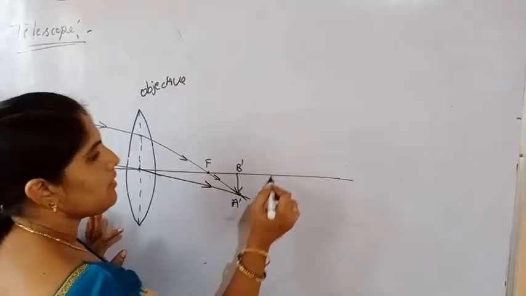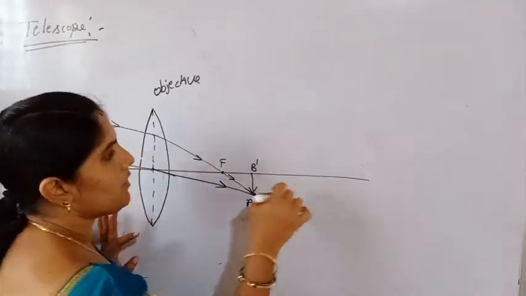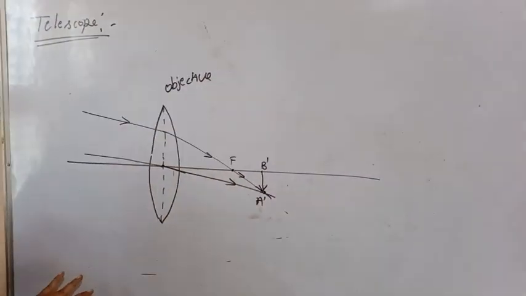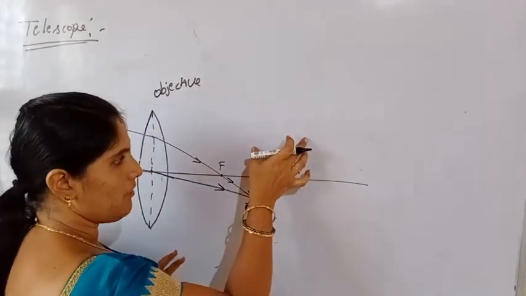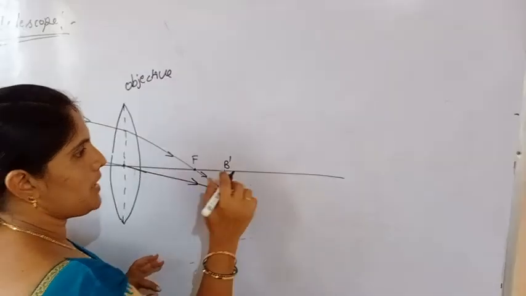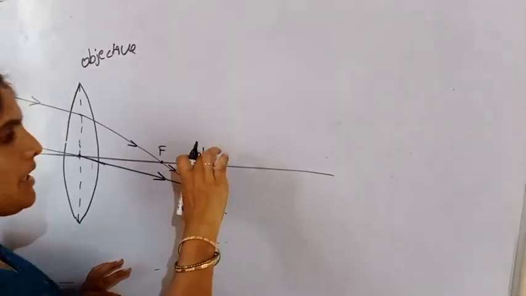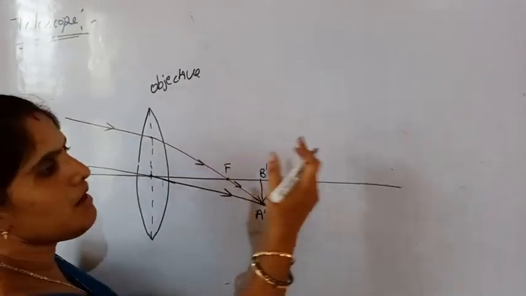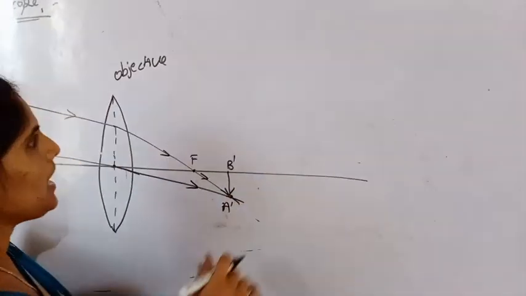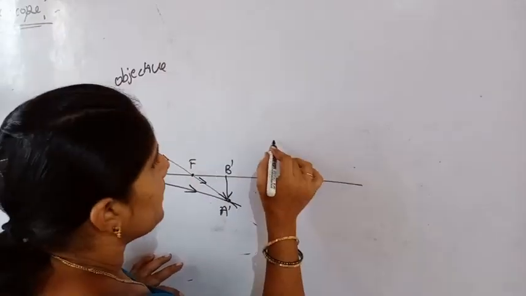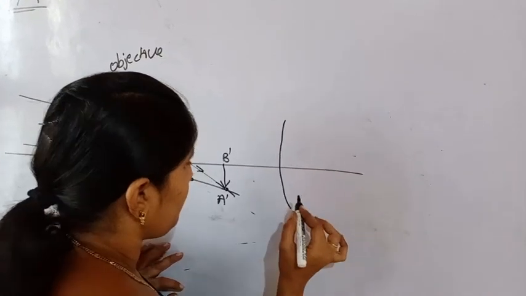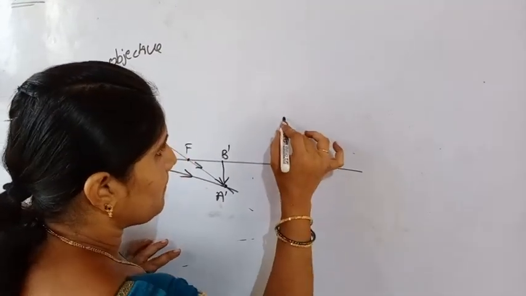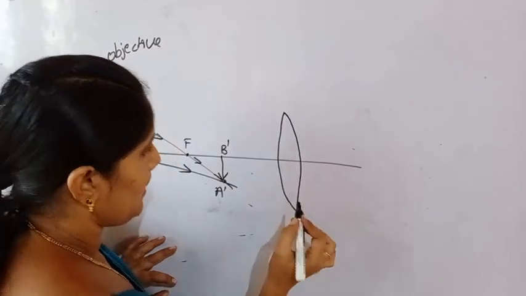Okay. Now we place another convex lens, that is eyepiece. Where do we have to place this eyepiece? At a distance of focal length of the eyepiece from the image. So this image itself acts as an object for the eyepiece. Now we draw the eyepiece here like this. This is the eyepiece.